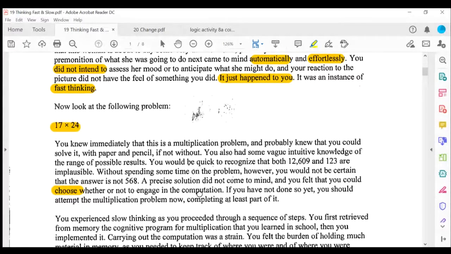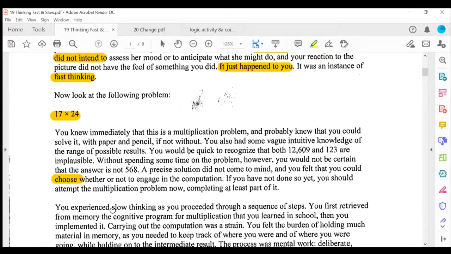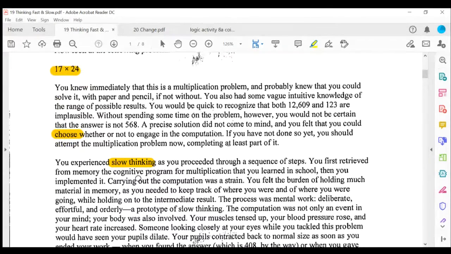And now you all actually did this. What you did when you tried to do that math problem, in particular our new math problem, which was 15 times 16, is you experienced slow thinking. You first retrieved from memory a cognitive program for multiplication that you learned back in school. Then you implemented it. Carrying out this computation was a strain. It required a lot of mental effort. You felt the burden of holding a lot of material in your memory, and you needed to keep track of where you were and where you were going while holding on to an intermediate result. The process was mental work.